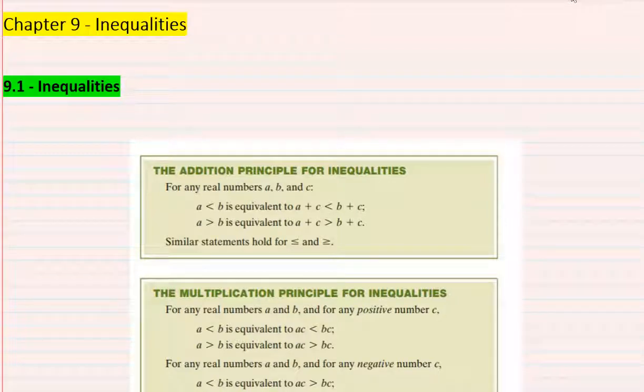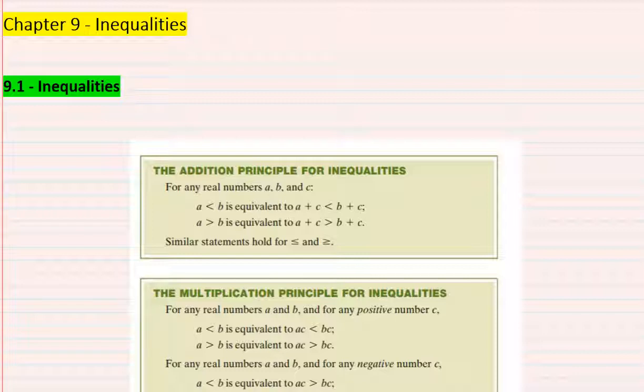In Chapter 9, we're going to take up the topic of inequalities. Section 9.1 is also titled the same. Now, you may be familiar with inequalities already. If you recall, there are 5 inequalities in mathematics. And of these 5, we're going to primarily be working with 4 of them.